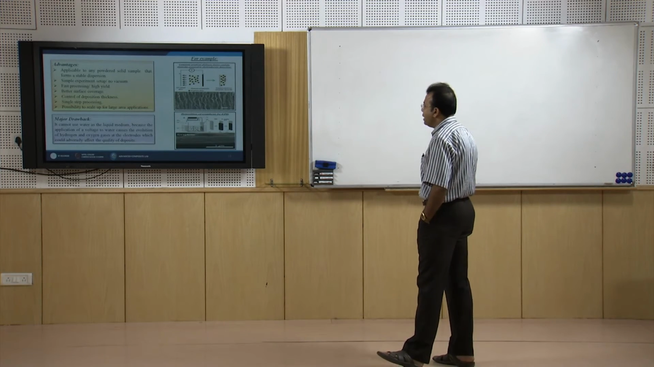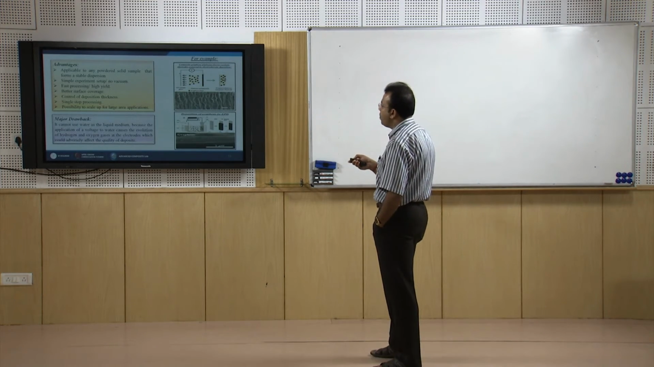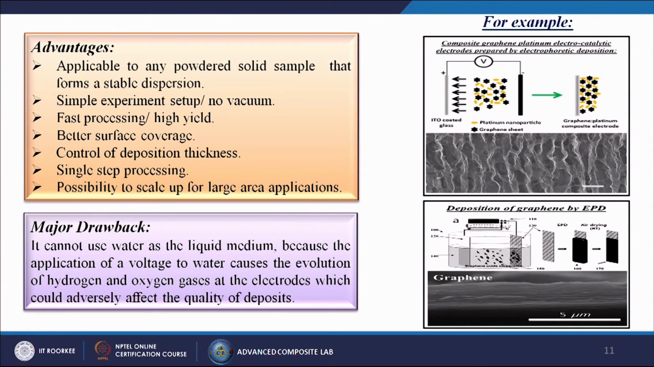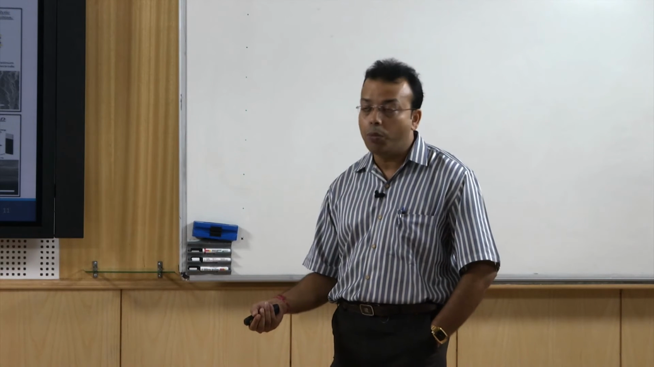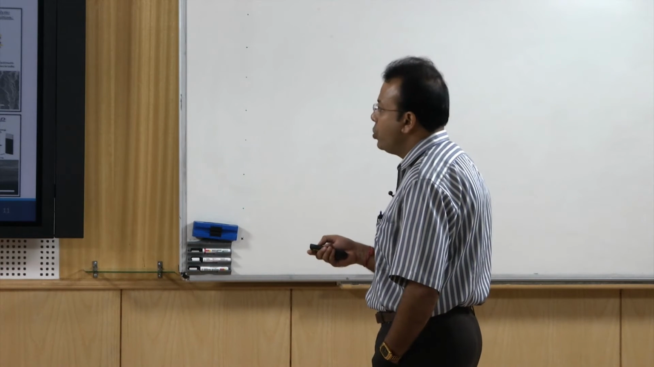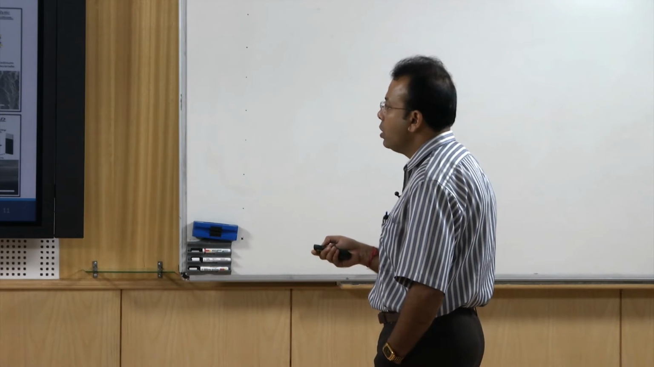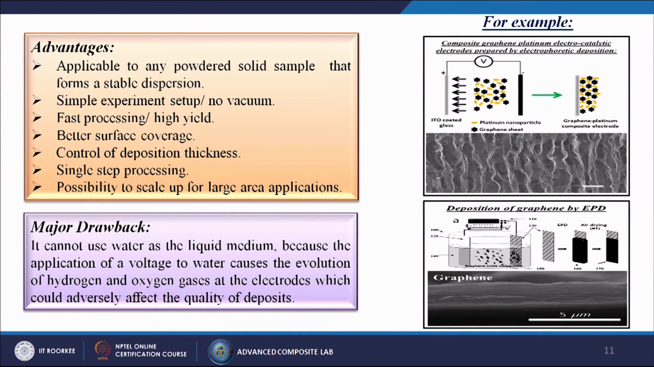These are the advantages of the electrophoretic deposition process. So, what are the advantages? It is applicable to any powdered solid sample that forms a stable dispersion, with a simple experimental setup and generally no vacuum. It offers fast processing, high yield, meaning the output is large, better surface coverage, control of deposition thickness, single step processing, and possibilities to scale up for large area applications.